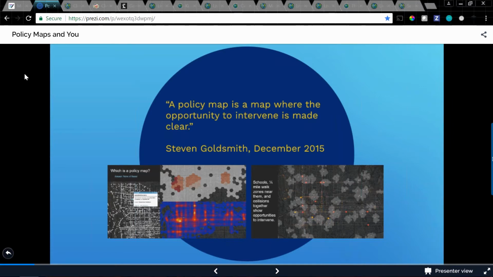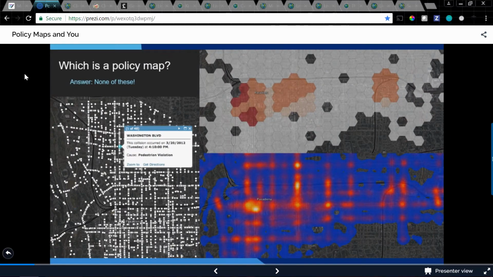"What is the difference between this map of median household income and a policy map?" He said, "Oh, it's real straightforward. A policy map is where an opportunity to intervene is made clear." And that's been sort of my touchstone ever since. So on screen you see 3 maps showing the exact same thing.